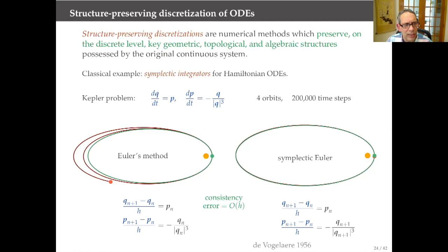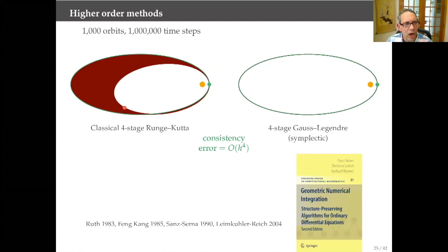You make that slight change. It didn't change the consistency error, it's still order h, but it changed the stability properties quite a lot. If you use a higher order method like the classical four-stage Runge-Kutta method, the same thing happens. It's a complete failure for the classical Runge-Kutta method, but there's another four-stage fourth order method that'll give you perfect answers because it's something called symplectic. I put down some of the key references here, and there's this excellent textbook by Hairer, Lubich, and Wanner on the subject.